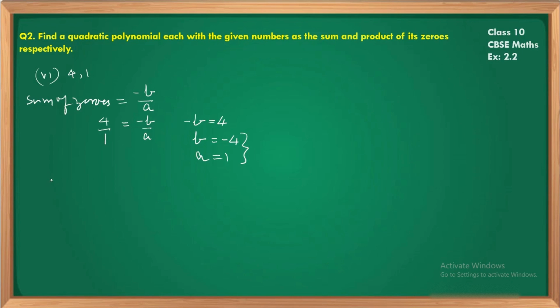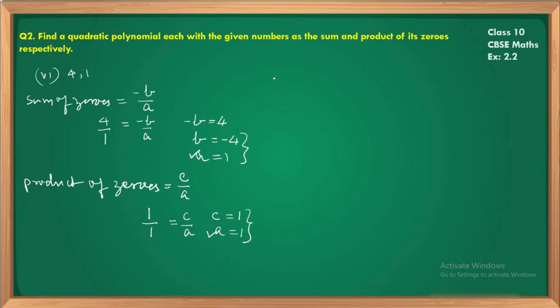Now go to the product of zeros. We know that it is equal to c by a. Now 1 is the product of zeros. Write down that 1 upon 1. When we don't have anything in the denominator, put 1. That is equal to c by a. C is equal to 1. A is equal to 1. That means now the value of a in both the cases is 1.